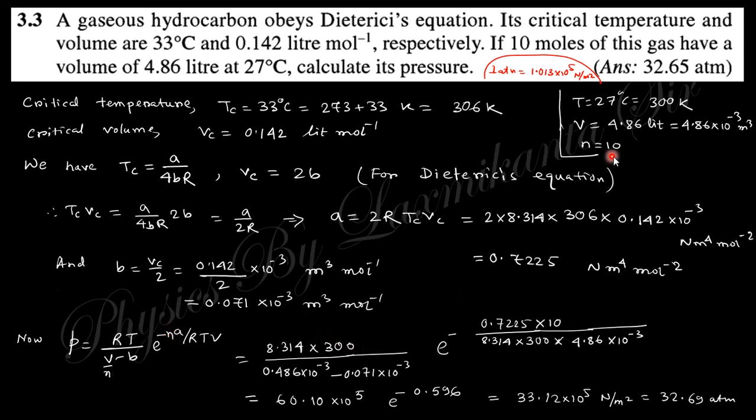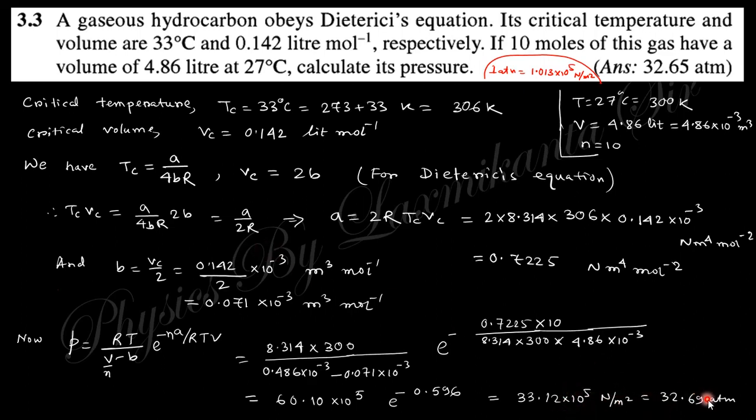So N is nothing but 10, temperature is 300, volume is like that in SI unit. So put this value R, this is T, this is V by N, N is divided by 10, so this becomes like that. Because this volume is 4.8 divided by 10, this is 0.486, and b is like that. And similarly n, a, and R, T, and this is V. Okay, so just put this value in the calculator, you can get this answer.